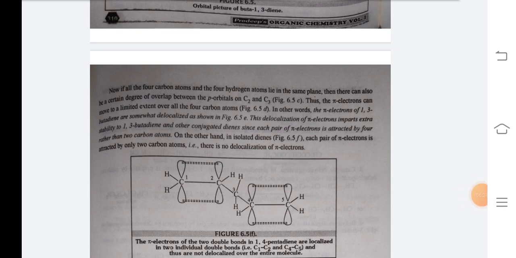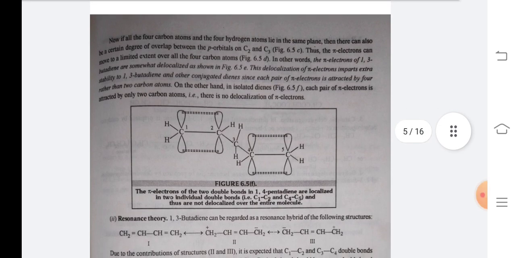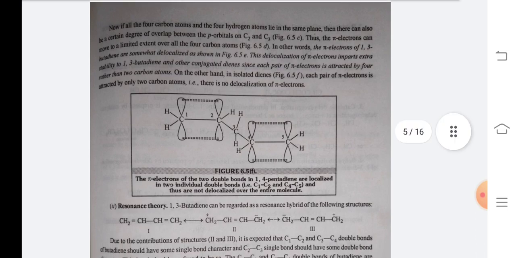This delocalization of pi electrons imparts extra stability to 1,3-butadiene and other conjugated dienes, since each pair of pi electrons is attracted by 4 rather than 2 carbon atoms. On the other hand, in isolated dienes, each pair of pi electrons is attracted by only 2 carbon atoms. That is, there is no delocalization of pi electrons.